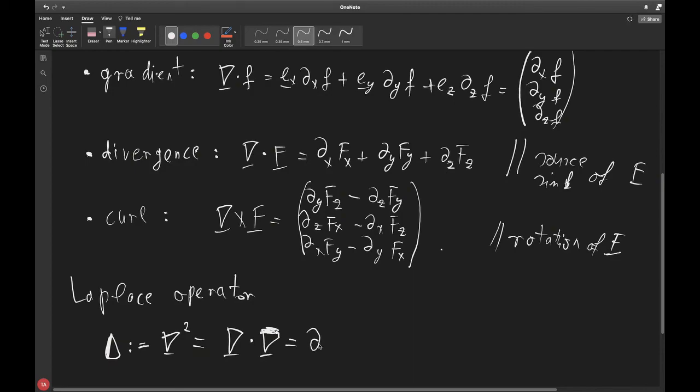And so it means that we take, again coming from the definition of the dot product, the derivative by x twice, plus the derivative by y twice, plus the derivative by z twice, and so on, depending on how many coordinates we have. Of course, I showed all of these with 3 dimensions now.